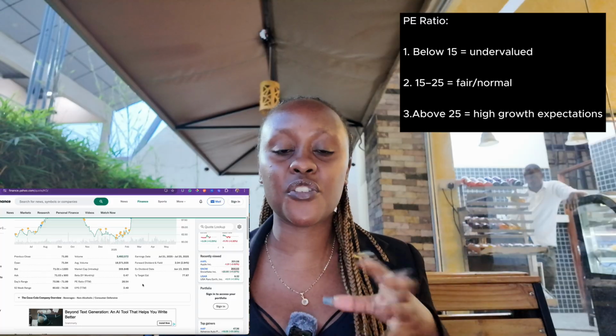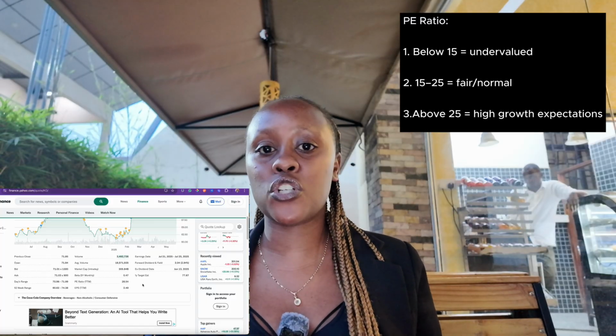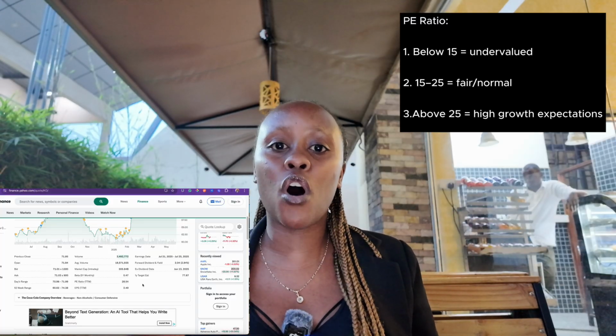And what a PE ratio is, essentially, is what investors are willing to pay for each dollar that company makes. Yes, PE ratio, price per earning.